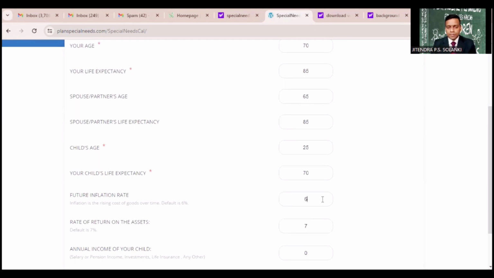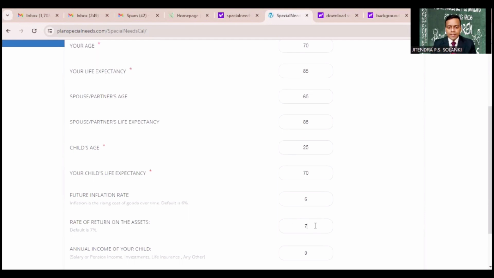Future inflation rate: I have assumed 6%. Now, this inflation is the yearly increase in expenses. There can be different expenses for medical, where the inflation can be higher, and for living expenses it can be higher. But for simplicity, we'll assume a standard inflation rate of 6%. That means the expenses you estimate today are going to increase by 6% every year.